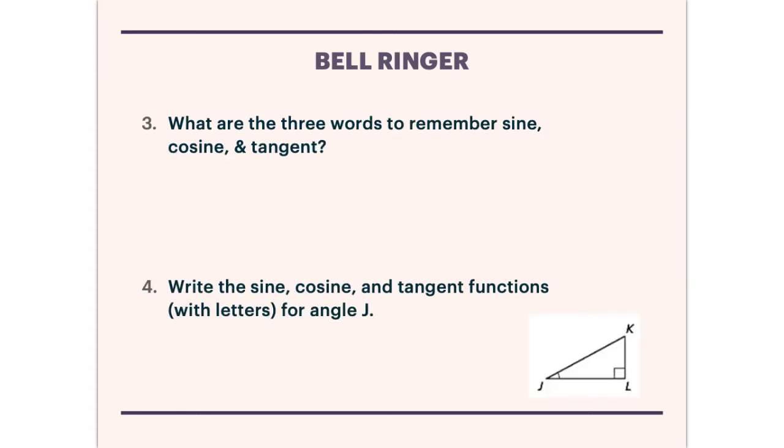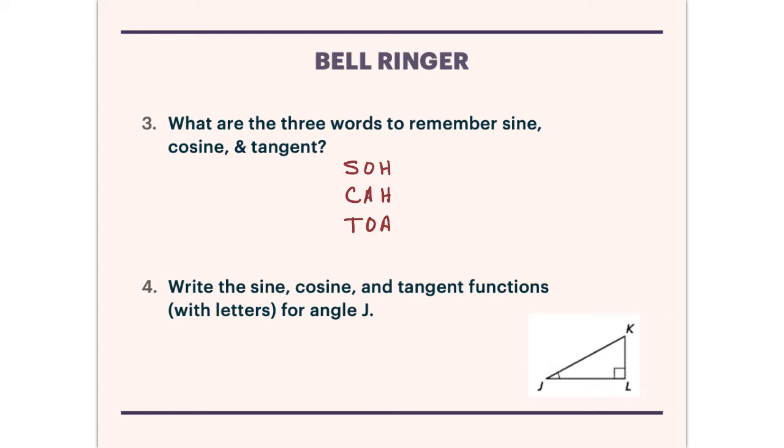The three words that help us remember sine, cosine, and tangent, that is SOH, CAH, TOA. So sine is opposite over hypotenuse, cosine is adjacent over hypotenuse, and tangent is opposite over adjacent.